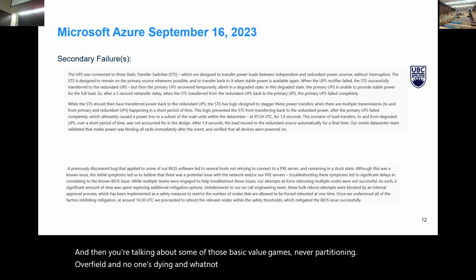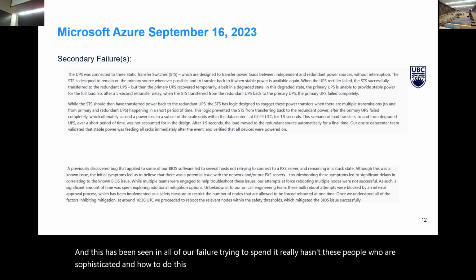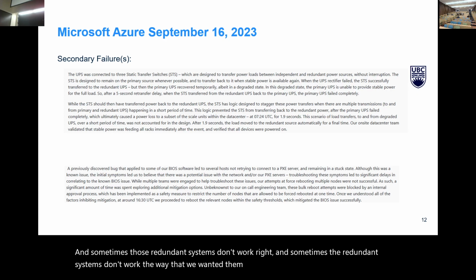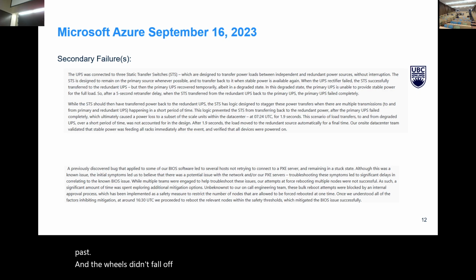But this has been a theme in all of our failures, right? It really has been. These people who are sophisticated and know how to do this will build these redundant systems. And sometimes those redundant systems don't work right. And sometimes the redundant systems don't work the way that we wanted them to, like the 8-hour failover. So what's cool to me about this is it's not a single failure. It's like a dozen failures all wrapped up in a nice little basket. And the wheels didn't fall off. It's not like everything fell apart, not like the Eastern Australia one where it basically melted an entire data center. But it was still pretty bad.